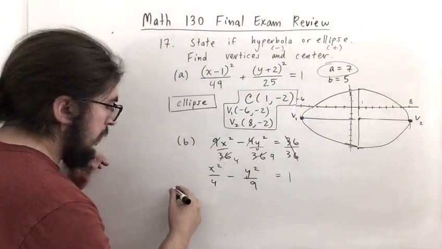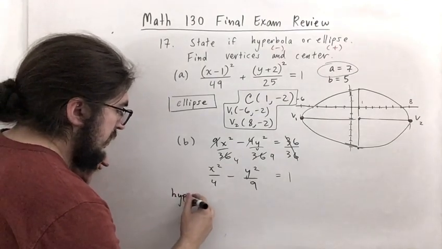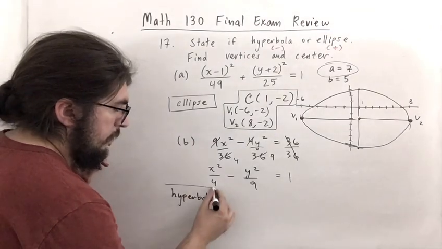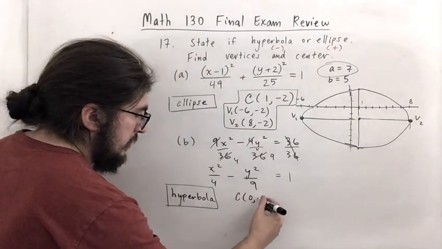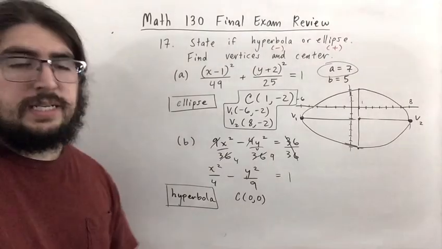And I probably should have mentioned earlier, I think I did say that earlier, this is a hyperbola, and we can tell because of the minus in between. Okay? So I'll box that. Now the center, just like we just discussed, is 0, 0. Perfect. What about the vertices?